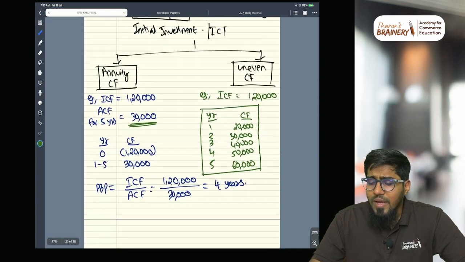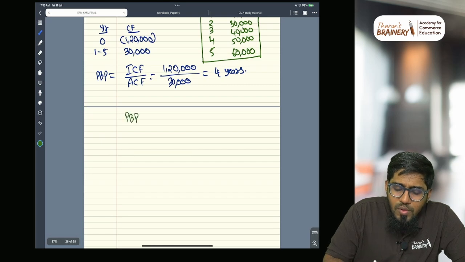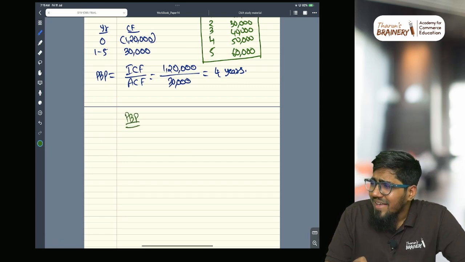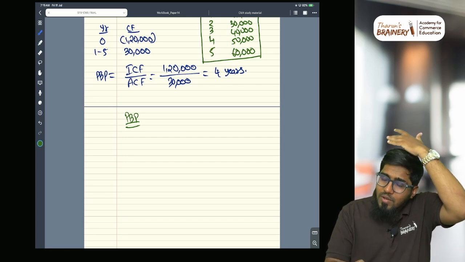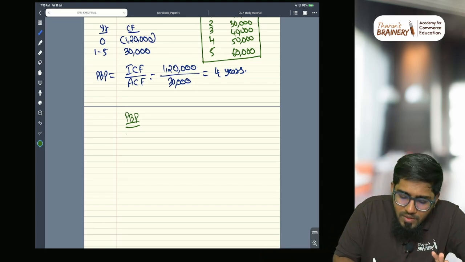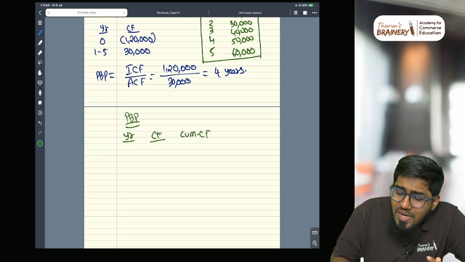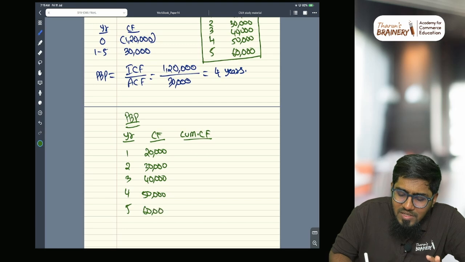Now sir, how to calculate a payback period for uneven cash flows? Because the cash flows are not annuity, you cannot write a formula. But the same logic applies: first year how much I got, second year how much I got, third year how much I got. You write it in a table format: year, cash flow, and one more column called cumulative cash flow. Year 1 the cash flow is 20,000, then 30,000, 40,000, 50,000 and 60,000.